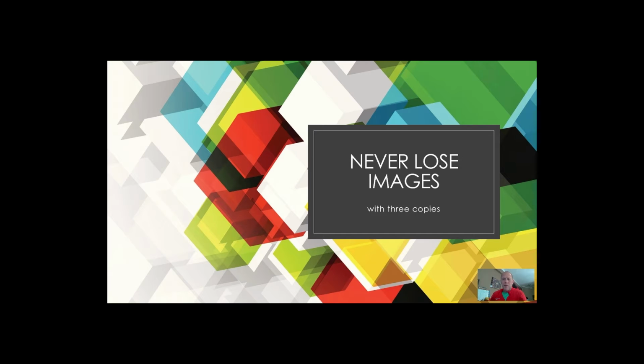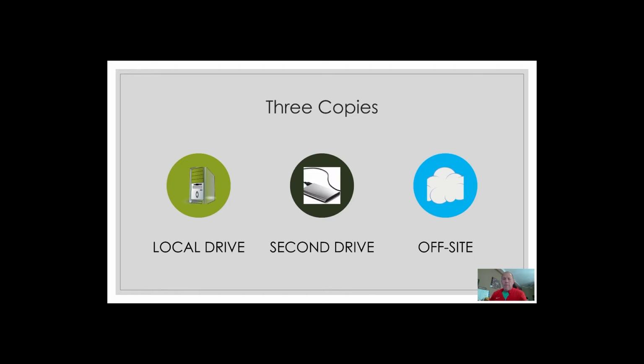Today's topic is never lose images with 3 copies. I've heard others talk about 3 copies, and mine's just a little bit different. One of their ideas on the other version is to have different media, meaning DVDs or some other type of media. Well, with today's technology, hard drives are relatively cheap. The file sizes on photos are huge, so putting them on a DVD is really not feasible if you've got a lot of photos.